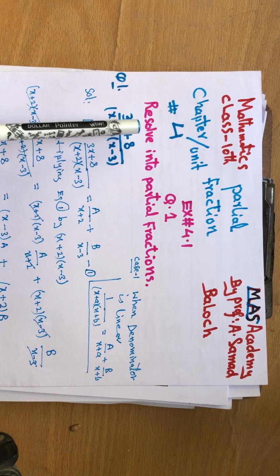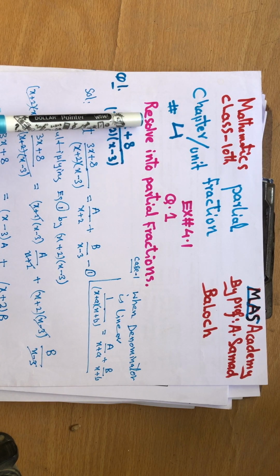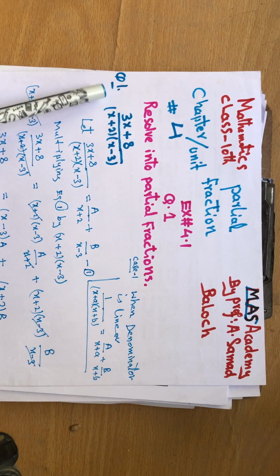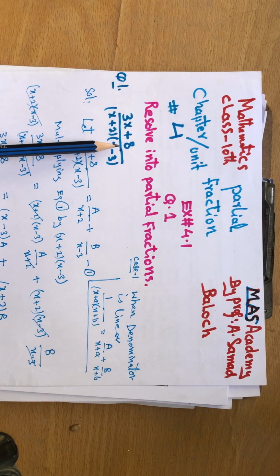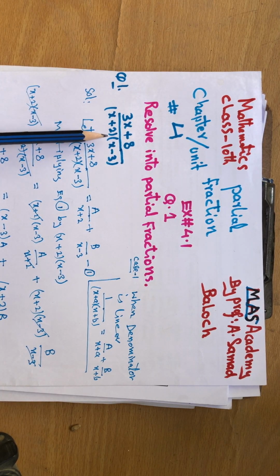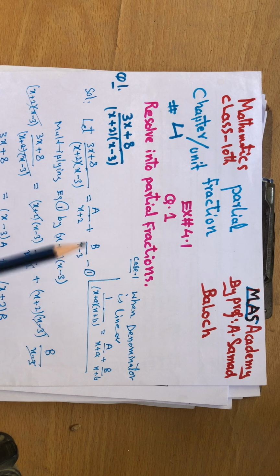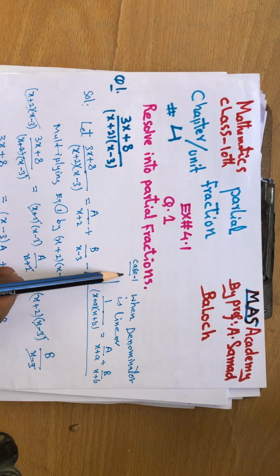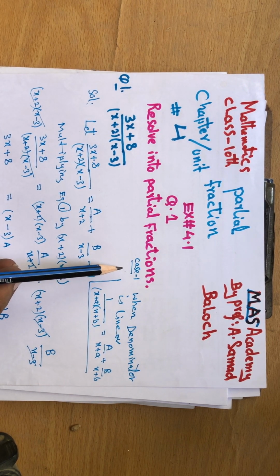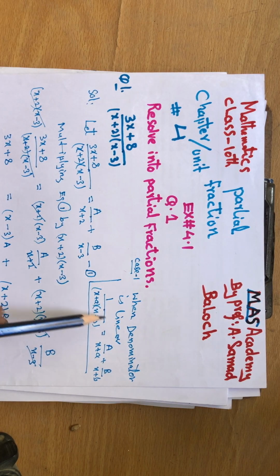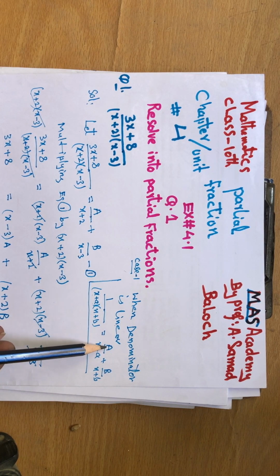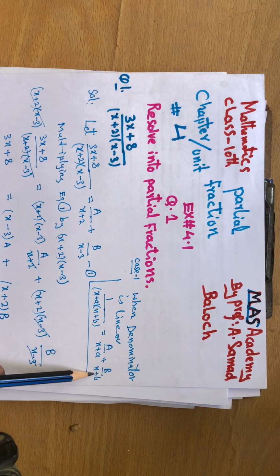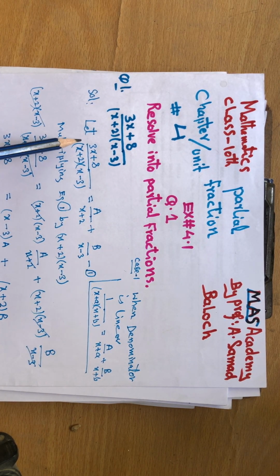Question number 1: first of all, resolve into partial fractions (3x + 8) divided by (x + 2)(x - 3). Here our factors are linear because the power of x in the denominator is 1. This is case number 1, where we have linear factors, 1 over (x + a)(x + b). We can write this as A over (x + a) plus B over (x + b).